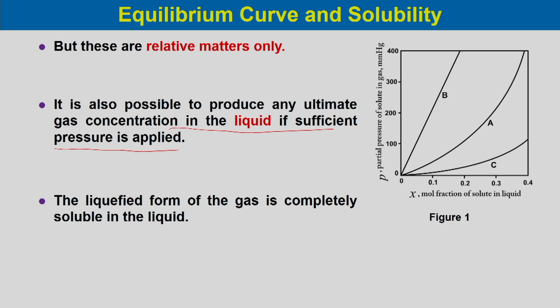The liquefied form of the gas is completely soluble in the liquid. So, if we increase the pressure in the gas phase and make it liquid, it is completely miscible with the liquid solvent. So, we can get mole fractions to 1.